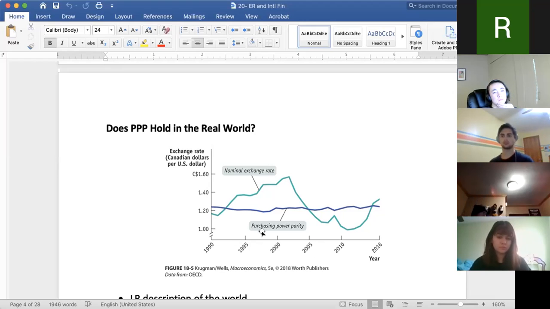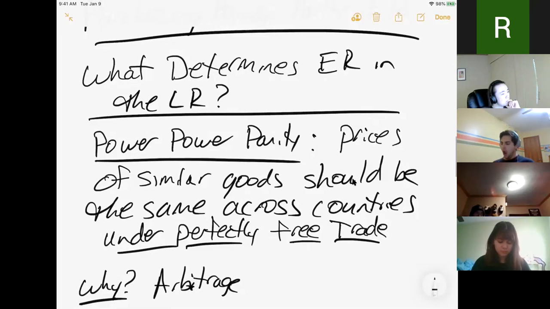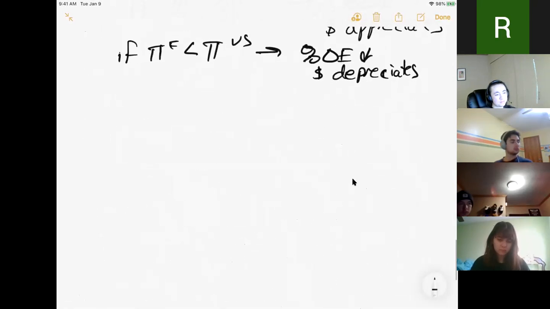Now, just to be clear, purchasing power parity, if you look back to the definition I made, let me go back to my screen here. If you go back to my definition here of purchasing power parity, you notice I made the emphasis here under perfectly free trade. Because I want to make clear, purchasing power parity is not going to hold, at least not perfectly, if you don't have perfectly free trade.